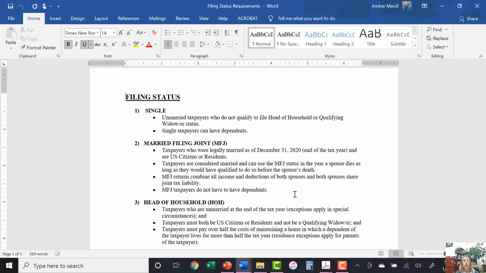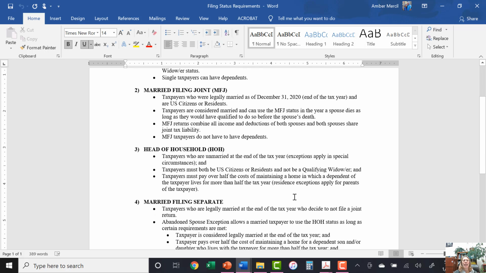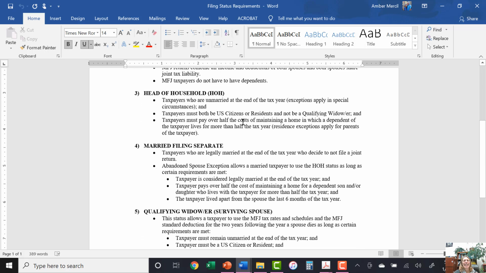Married filing joint taxpayers don't have to have dependents. A lot of them do, but they don't have to. It could just be you and your spouse, and that's okay. So married filing joint, single statuses, those are pretty easy. When it comes down to the nitty gritty, it's these things here that are a little bit different.